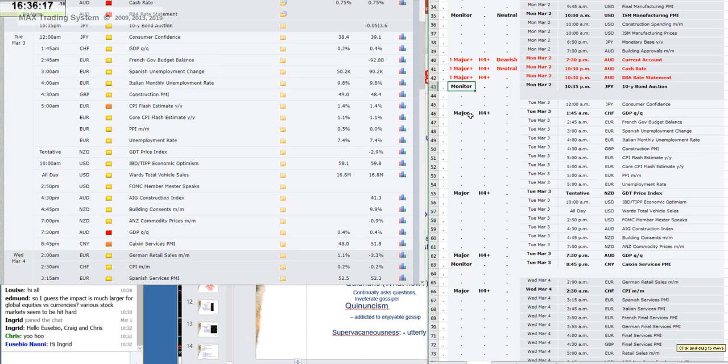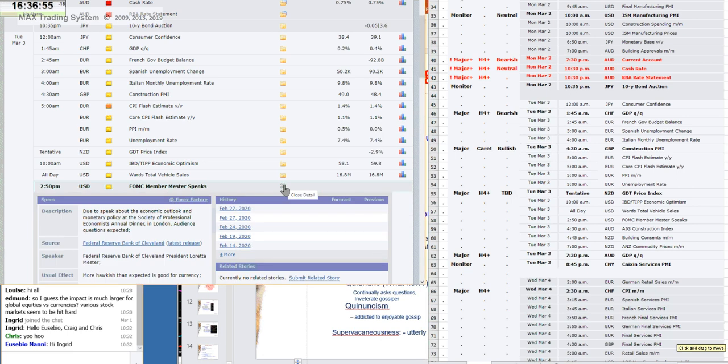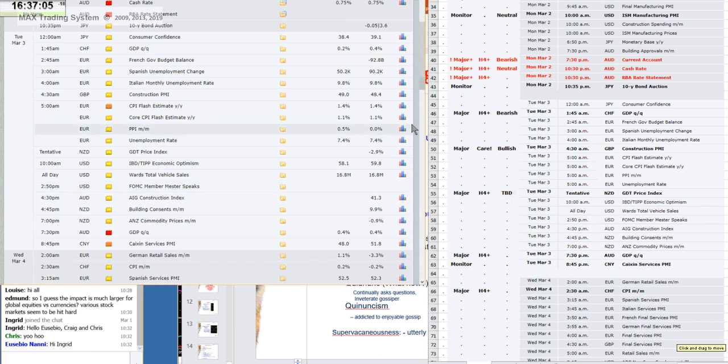Then on Tuesday we have the Swiss GDP quarter over quarter, major higher time frames and bearish. We have the pound construction PMI, major and a bit bullish. Then we have the Kiwi GDT price index, major higher time frames to be defined. Then we have Mester from the Fed speaking at 2:50, due to speak about the economic outlook and monetary policy at the Society of Professional Economists annual dinner in London. Not important.